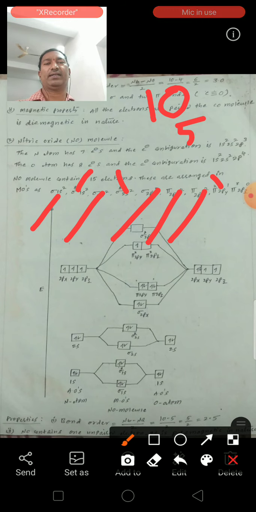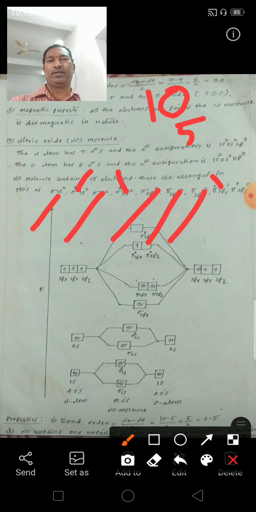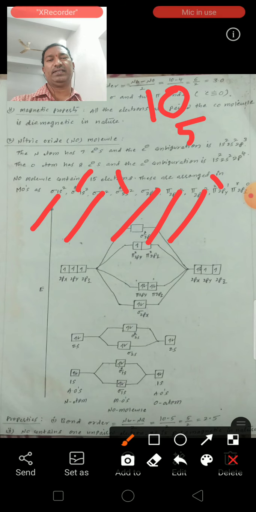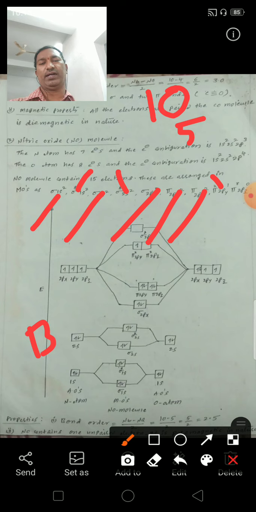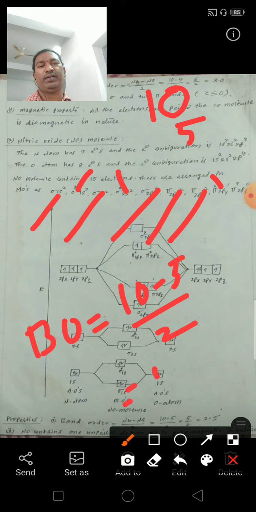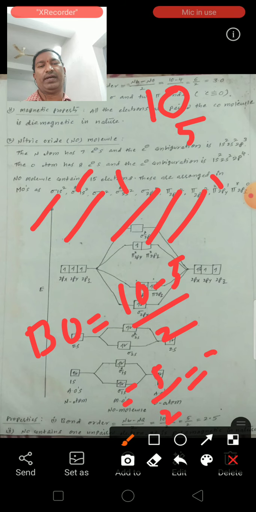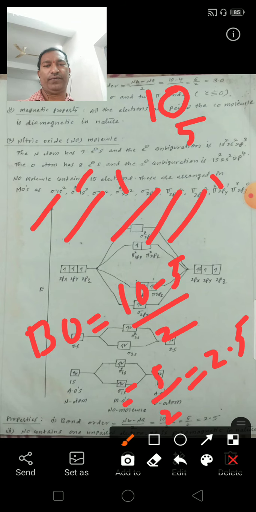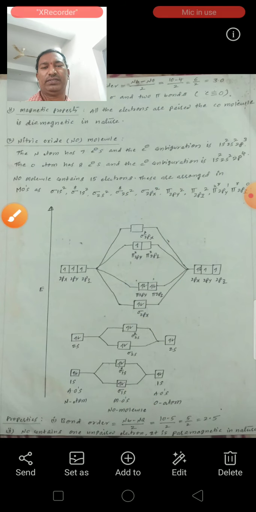So 10 electrons in bonding molecular orbitals and 5 electrons in antibonding molecular orbitals. So now bond order is (10 minus 5) by 2, that means 5 by 2, which is 2.5. Bond order is 2.5. So now see the molecular orbital energy diagram.